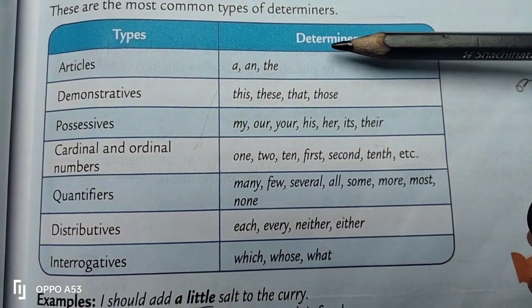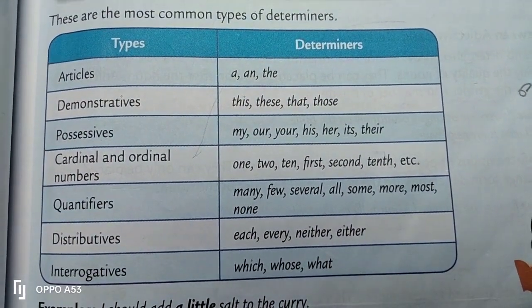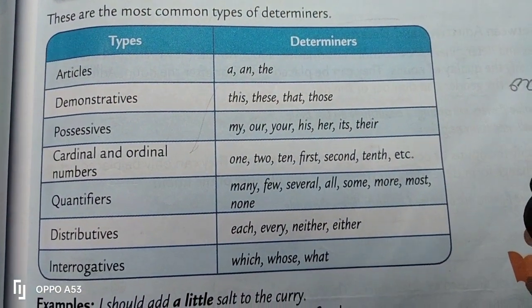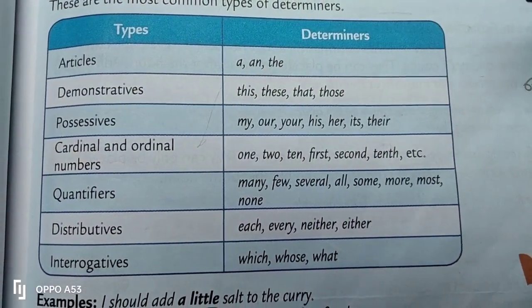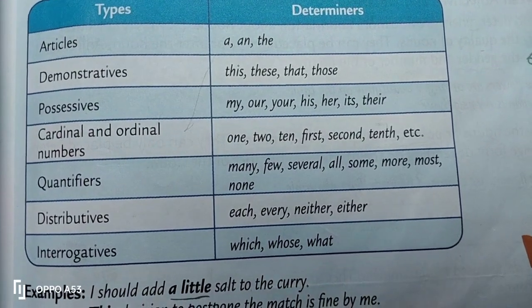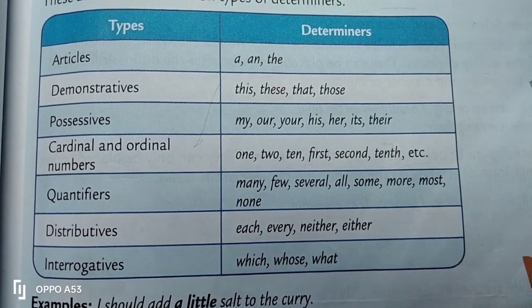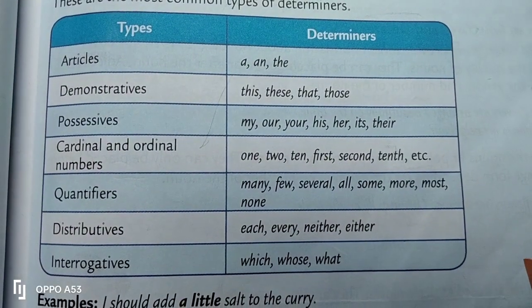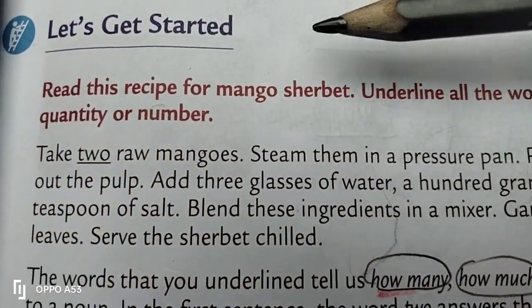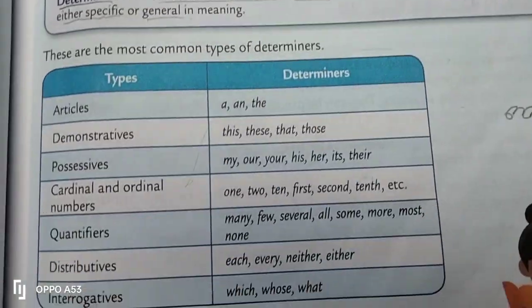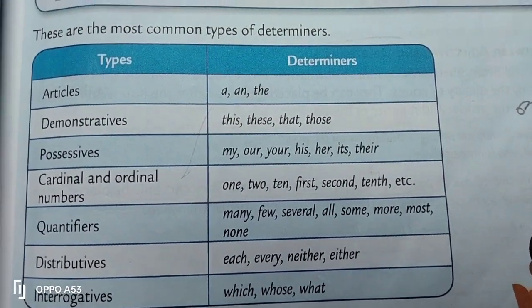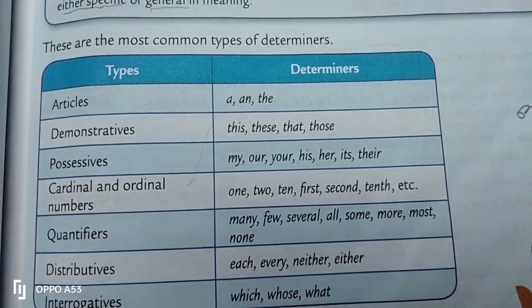Again, demonstratives are there. Demonstratives are those determiners that show something. Demonstrate means to show. Again, possessives like my, your, his, her, its, their. All these are possessives, meaning having possession. Cardinal or ordinal numbers: there are numbers as I showed you in the above example. Here you can see 2 raw mangoes. So how many? It is referring to the cardinal and ordinal numbers. So 2 mangoes, 2 raw mangoes, 5 boys, etc.